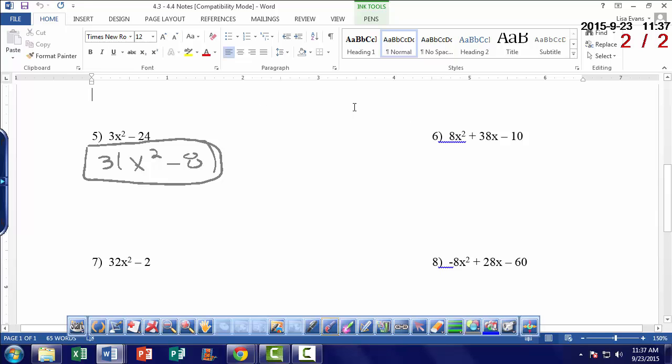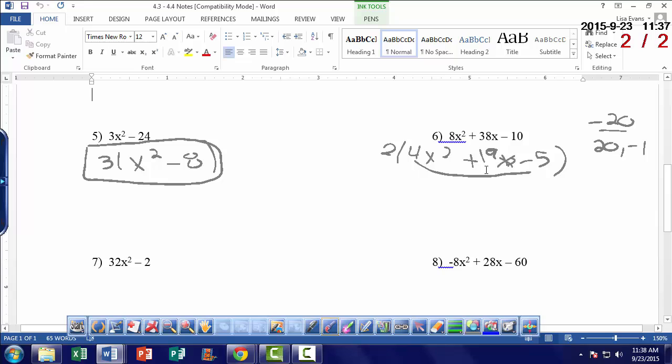Now, we're going to do the rainbow method one more time. I'm going to take a 2 out. You're left with 4x squared plus 19x minus 5. Now we're going to multiply. 4 times negative 5 is negative 20. What multiplies to give me negative 20 and adds to give me positive 19 would be 20 and negative 1.